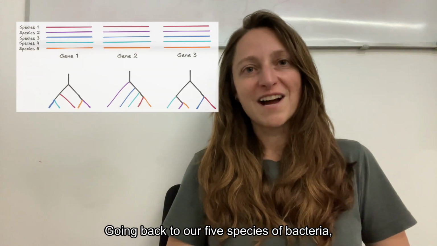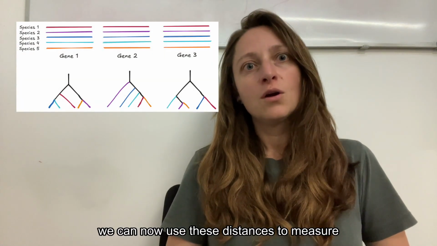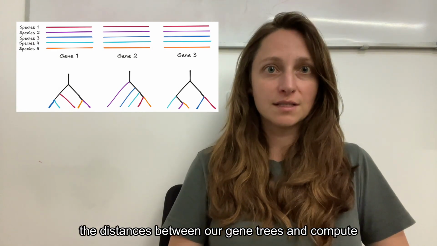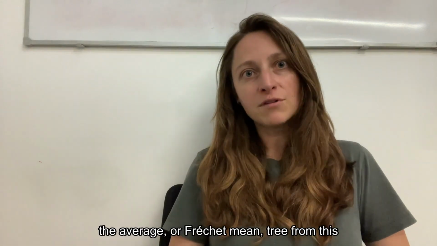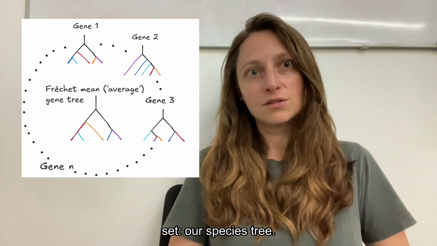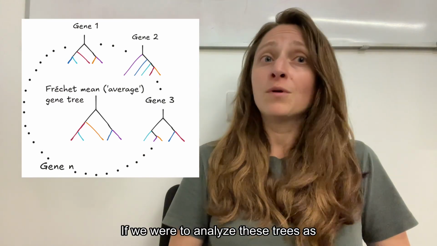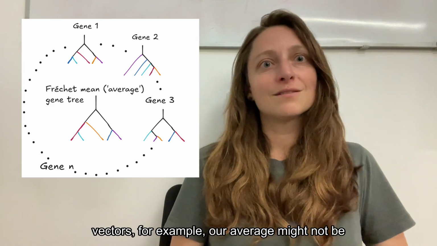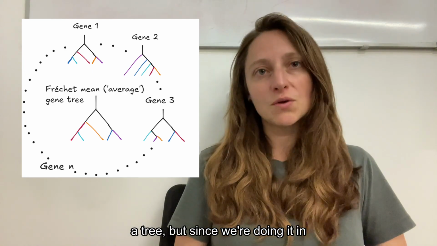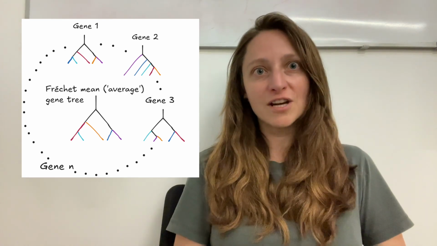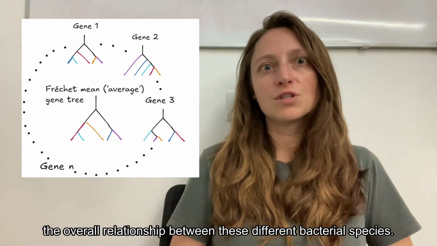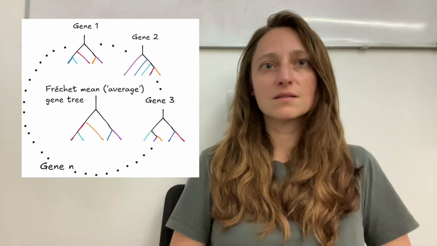Going back to our 5 species of bacteria, we can now use these distances to measure the distances between our gene trees and compute the average, or Fréchet mean tree, from this set, our species tree. If we were to analyze these trees as vectors, for example, our average might not be a tree, but since we're doing it in tree space, the average is a tree. We now have built a tree that estimates the overall relationship between these different bacterial species.